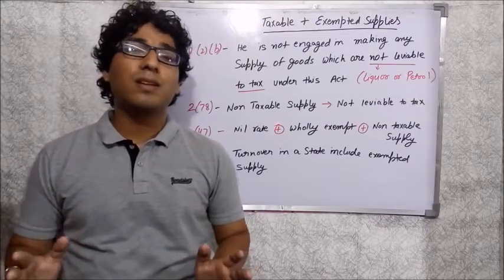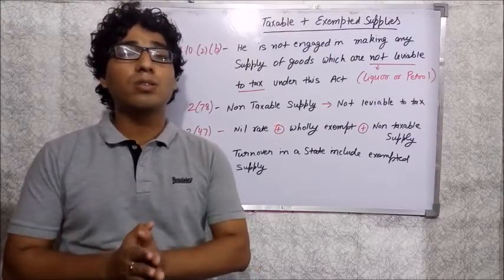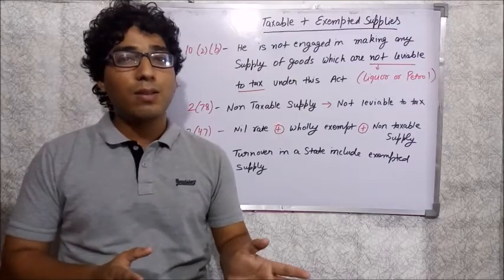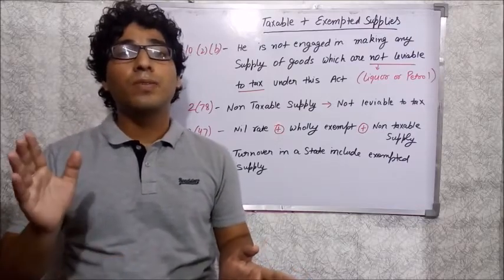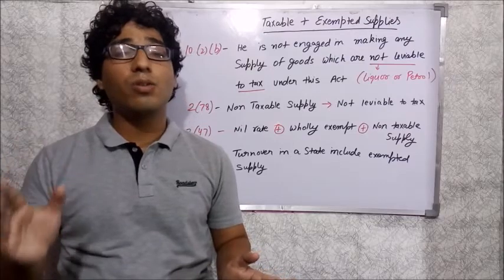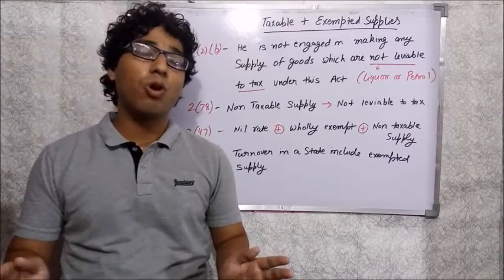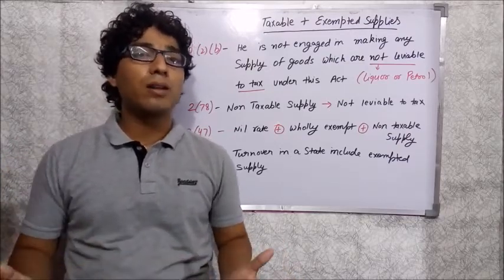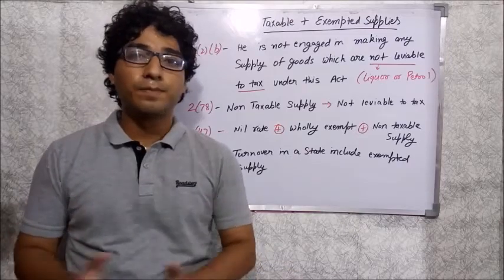So the query of the person: if we are supplying goods which are taxable, plus we are also supplying goods which are exempted or nil rated, can that person opt for the scheme? Yes, there is no bar to opt for the scheme.